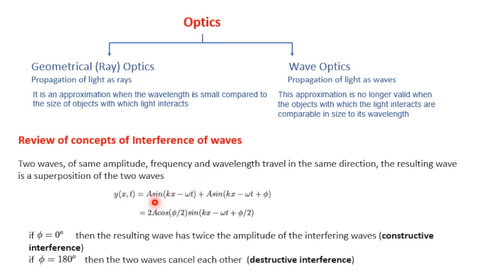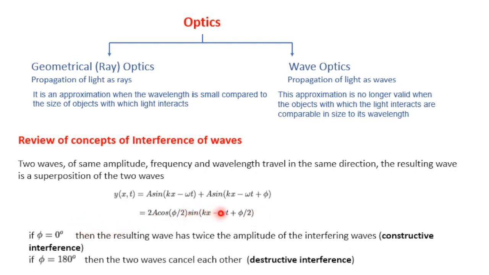Suppose I have one of the waves given by capital A sin(kx minus omega t), and another wave given by A sin(kx minus omega t plus phi), where k is the wave number of the wave, omega is the angular frequency of the wave, capital A is the amplitude of the wave, and phi is a quantity which is called the phase of the wave. If you add these two waves, then the resulting wave is 2A cos(phi/2) sin(kx minus omega t plus phi/2).